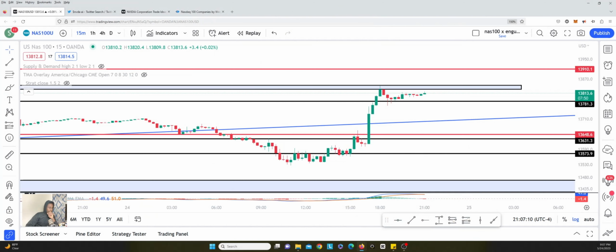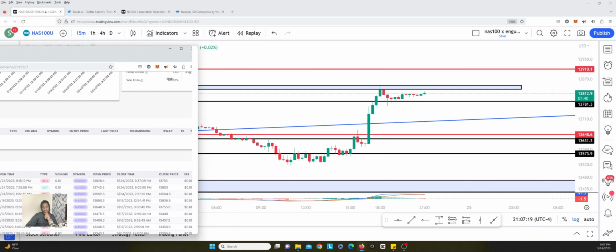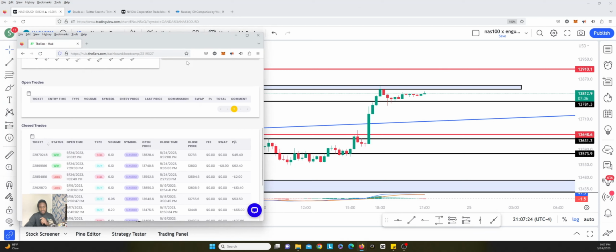So I have the actual broker on the other screen. You'll see it right here. So the first trade was at, we -3 from this, if I'm not mistaken. I haven't used it in so long, so my notes say we -3.